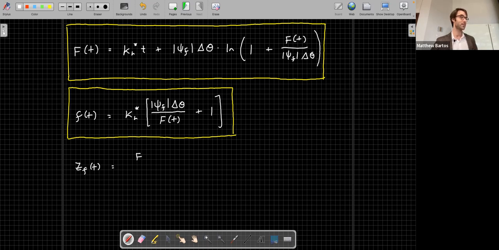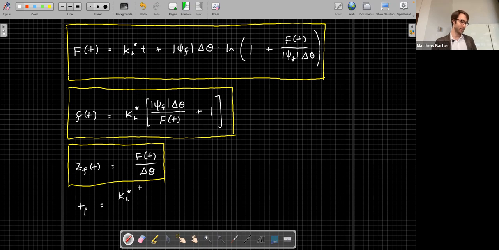And finally, just for the sake of completeness, the depth of the wetting front, once we have big F of t, is simply equal to big F of t divided by the initial soil moisture deficit. And I won't derive it, but we can also compute the time to ponding. And this is going to be equal to our saturated hydraulic conductivity times the matrix potential times initial soil moisture deficit divided by the rainfall rate times the quantity rainfall rate minus saturated hydraulic conductivity.